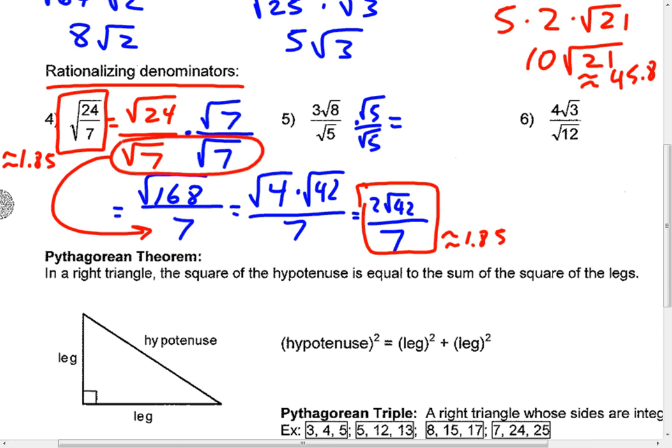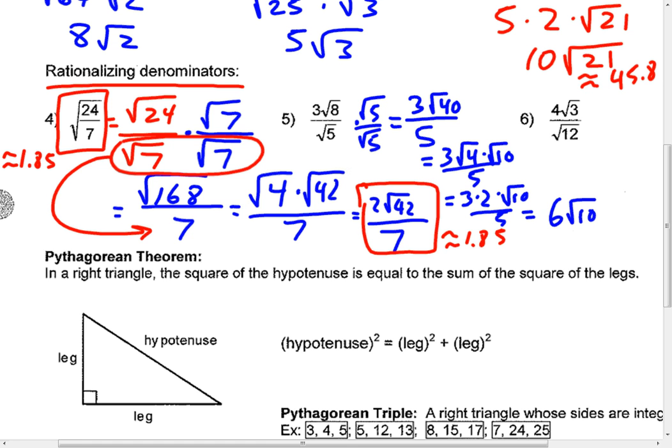You can only multiply radicals times radicals. So I get 3 radical 40 on the top. What do I get on the bottom? 5. You never have to think about that. If you're doing this right, you're getting the whole number on the bottom. Can I break up radical 40? 4 and 10. What's the square root of 4? 2. What do I do with it? Multiplied. Everything's being multiplied. So I'm ending up with 6 radical 10 over 5.